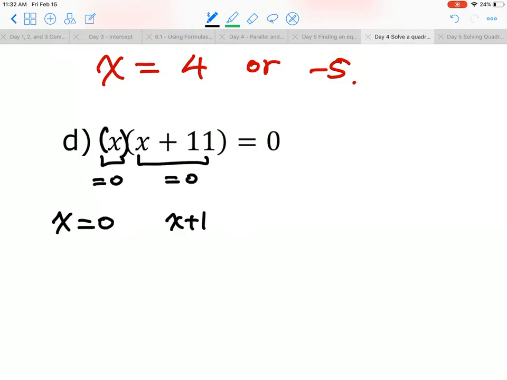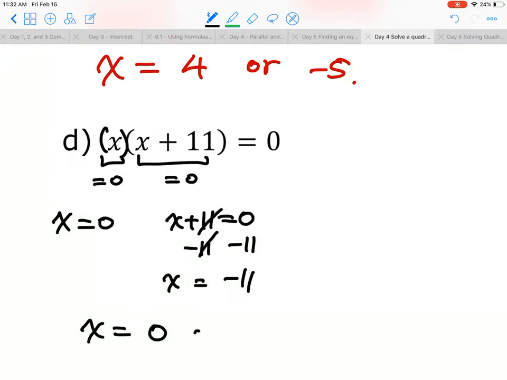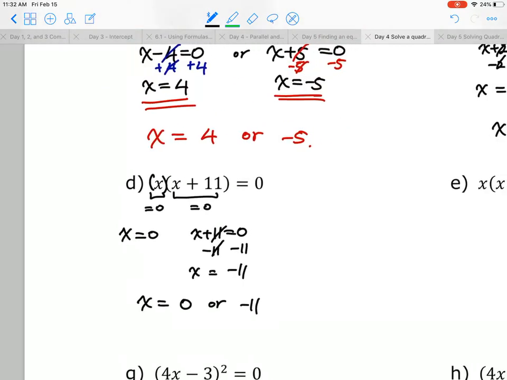And the next one is x plus 11 equals 0, so subtract 11, so x will be negative 11. So in the end, your answer is 0 or negative 11, right?